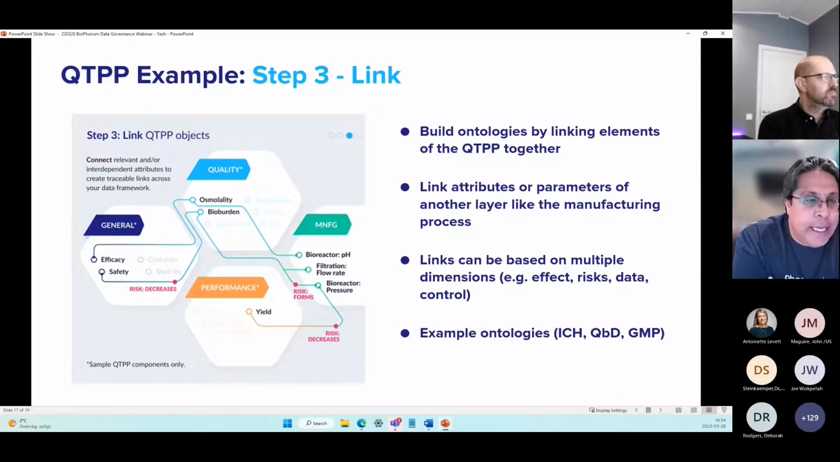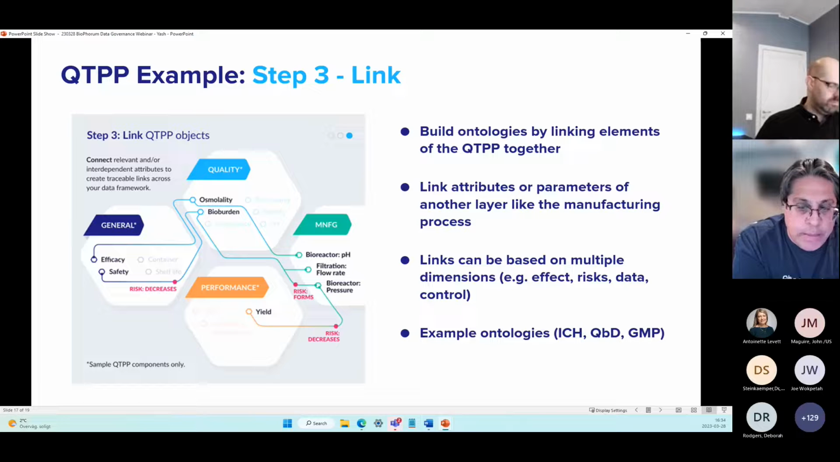And finally, the third piece is to link this information. So now you have general quality and performance attributes, and now you can start to build the relationships between them, based on whatever ontological rules you want to deploy, right? So now in this scenario, we're linking attributes or parameters of another layer, like the manufacturing process, directly to the product requirement layer. And these links can be made in multiple dimensions, right?